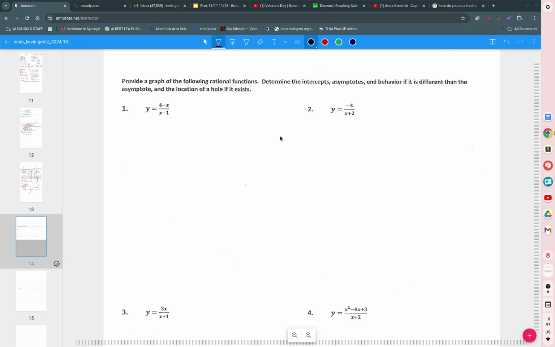It says, please provide a graph of the following rational function. Determine its intercepts, its asymptotes, its end behavior if it's different than the asymptote, and the location of a hole if it exists. The hole that we're going to look at is on the next page. It's not right now, but I want to list this important information: x-intercept, y-intercept, vertical asymptote, and horizontal asymptote. Okay?